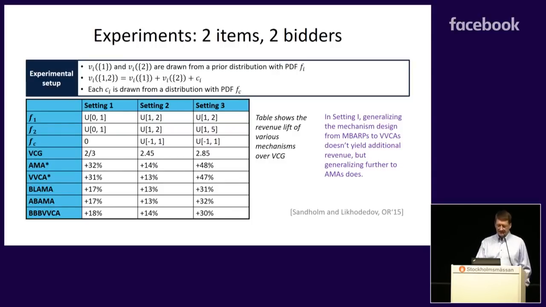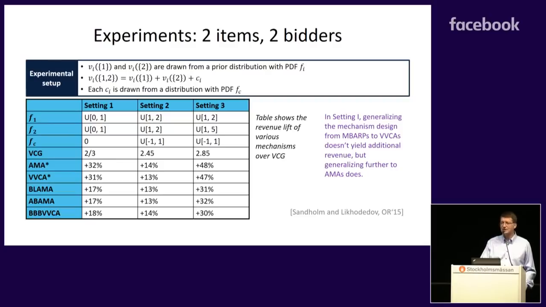VCG. In setting 2, we have some complementarity, but we still have symmetric distributions. And again, you can see that there's a significant revenue lift over VCG. And in setting 3, we have asymmetric distributions and complementarity and substitutability. And there you can see that the local search methods don't do as well as the grid search methods, so they do sometimes in practice get stuck also in local optima.